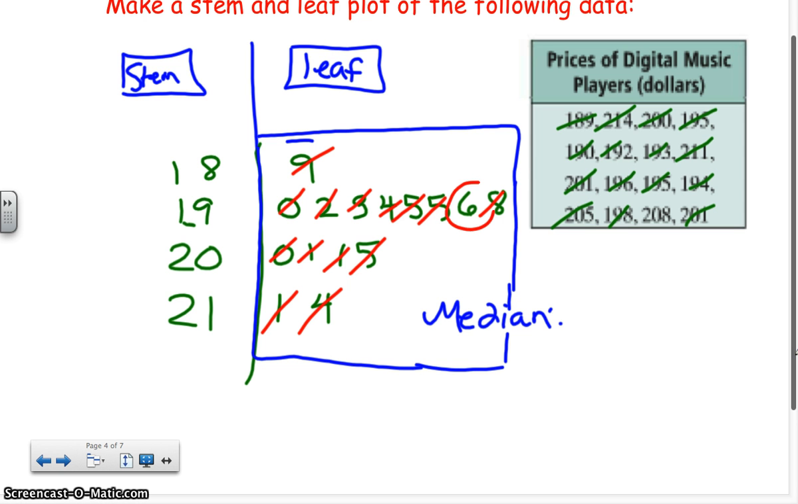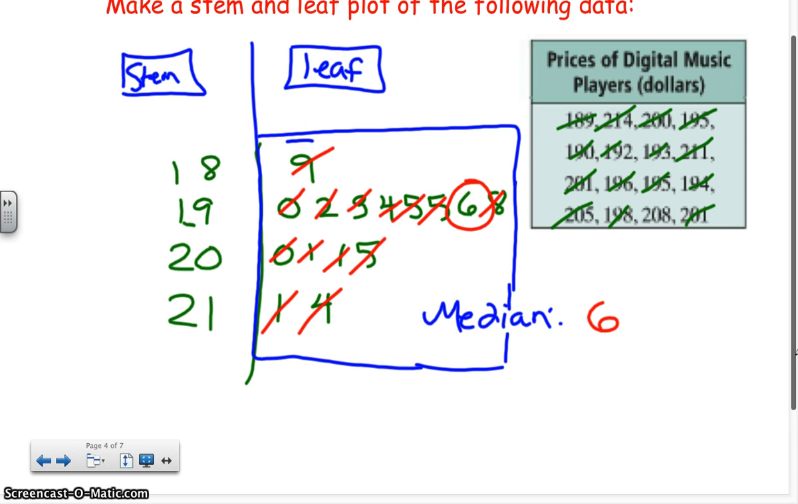And it looks like my median is 6. My median value is 6. We can also identify our modes with stem and leaf plots. And our mode again is what most often occurs.